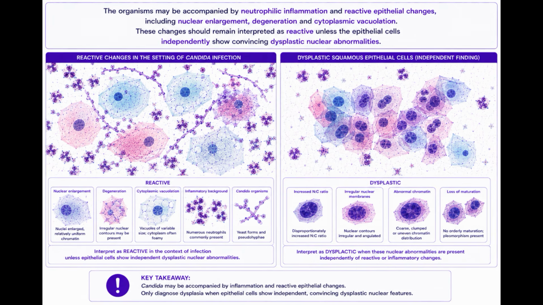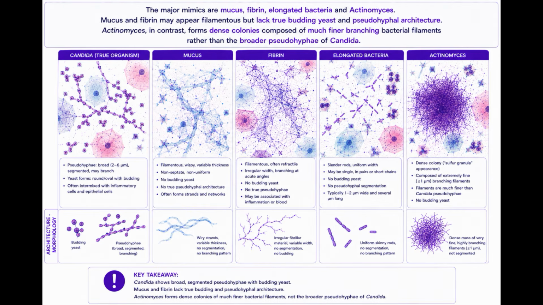The organisms may be accompanied by neutrophilic inflammation and reactive epithelial changes, including nuclear enlargement, degeneration, and cytoplasmic vacuolation. These changes should remain interpreted as reactive unless the epithelial cells independently show convincing dysplastic nuclear abnormalities. The major mimics are mucus, fibrin, elongated bacteria, and actinomyces. Mucus and fibrin may appear filamentous, but lack true budding yeast and pseudohyphal architecture. Actinomyces, in contrast, forms dense colonies composed of much finer branching bacterial filaments rather than the broader pseudohyphae of Candida.